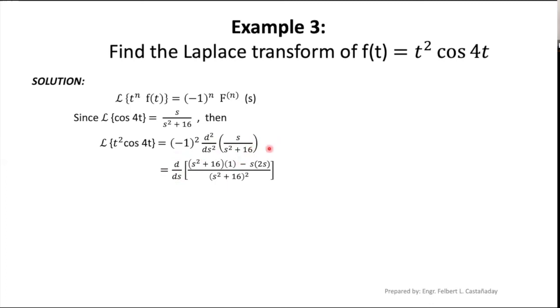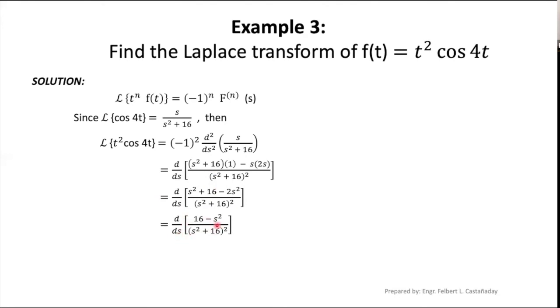We now differentiate using the quotient rule, v du minus u dv over v squared. So s squared plus 16 is our v, or our denominator. Derivative of s is 1, minus s times the derivative of v, our denominator, that is 2s, all over the square of the denominator. So before we differentiate again for the second time, let us first arrange or simplify this given function here. And finally, since it's simplified already, we can now apply differentiation.